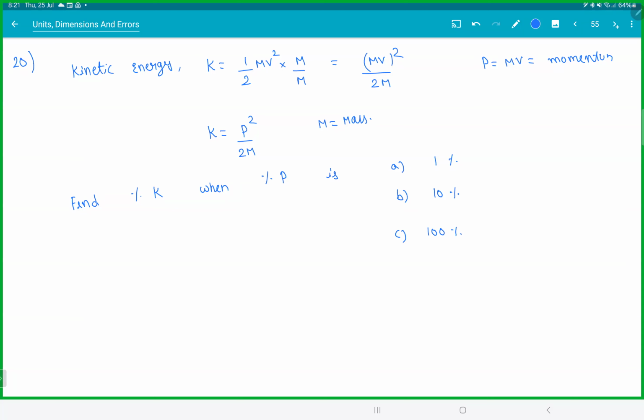So that is the formula I gave you. K is P square by 2m. So find the error in kinetic energy when the error in momentum is 1%, 10%, and 100%. Try. It's a good one. You try one thing. First use power rule and see, and then see what it makes. I'll give 2-3 minutes and I'll show you. Will we assume mass is constant?